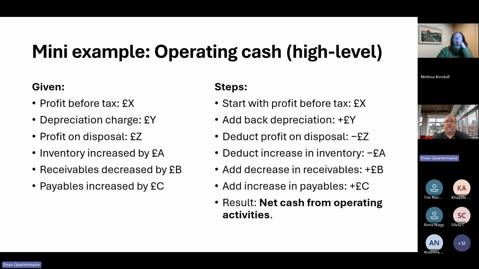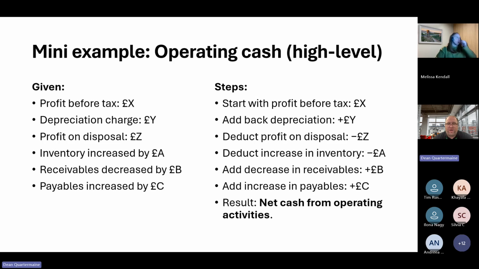And I promise you, if you practice this enough times, enough questions, it becomes a very mechanical process, and it will absolutely start to make sense. So we're going to start there with profit before tax. As it says here, start with profit before tax.